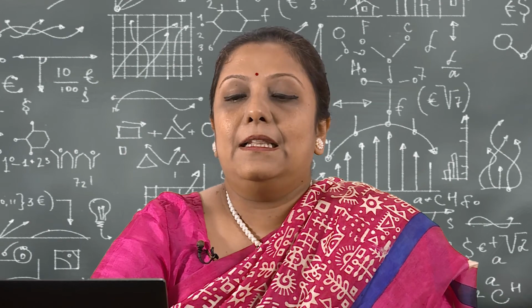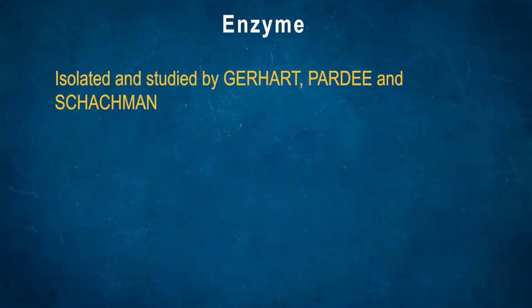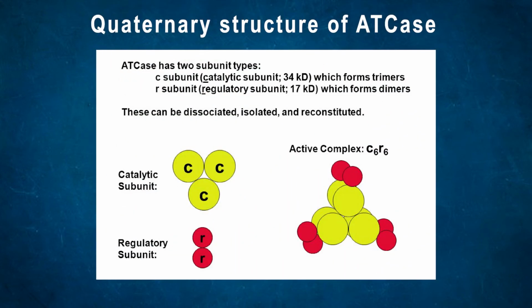About the enzyme. This first enzyme was isolated and studied by Gerhardt, Purdy and Schachman. The molecular weight is 31 × 10^4 Dalton and it can be dissociated with mercurial reagents to give 2 identical catalytic subunits and 3 identical regulatory subunits.